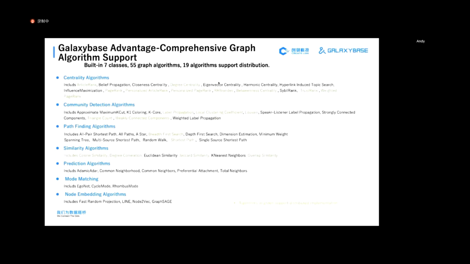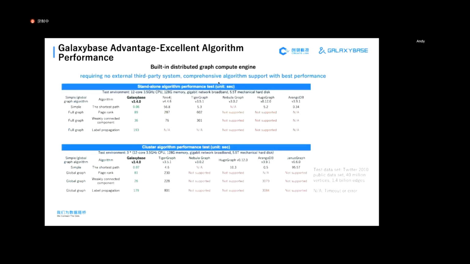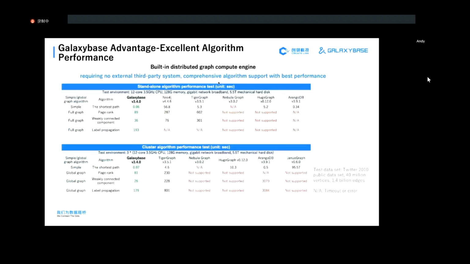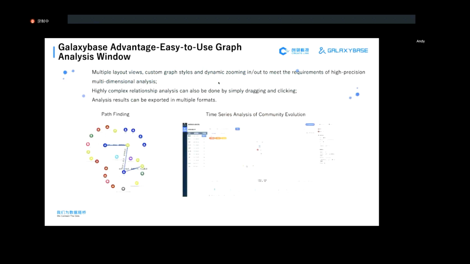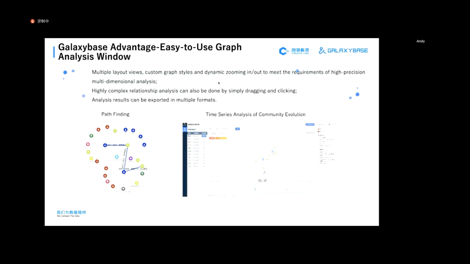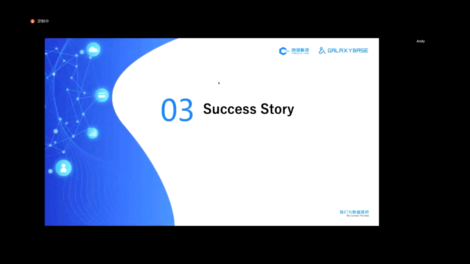Here is a list of algorithms that we've written and compared in the same environment with other products. A lot of products do not have built-in algorithms, but rather rely on external graph computation frameworks, such as GraphX, as a result of which, for cases that require OLTP and OLAP queries at the same time, Galaxybase has a clear advantage. Galaxybase also offers easy-to-use GUIs for users to directly run algorithms to solve problems and make real-time decisions. And because of the performance advantages and ease of use, Galaxybase has a number of key customers.